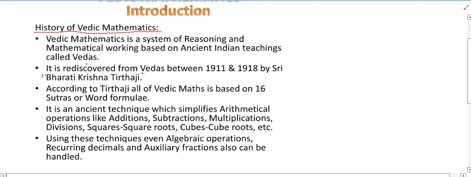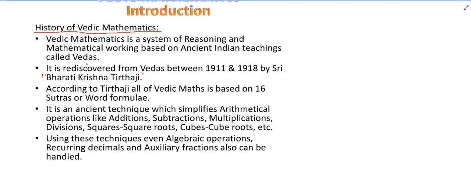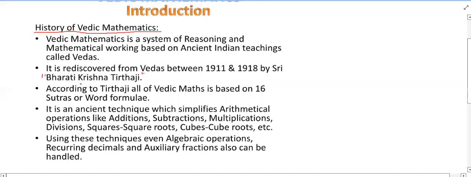4 Vedas are there, and in those 4 Vedas only, every subject is covered. Science, social, physics, chemistry, biology, history, geography, everything is covered. Even maths is covered in those 4 Vedas. That is why they learned only Vedas. Separately, they did not learn everything. And this Vedic math is also there in one of the Vedas, and that is rediscovered again. Vedic math is a system of reasoning and mathematical working based on ancient Indian teachings called Vedas, and it is rediscovered from Vedas between 1911 and 1918 by Sri Bharati Krishna Tirtha-ji. He is the founder. He is the one who rediscovered Vedic math from Vedas.